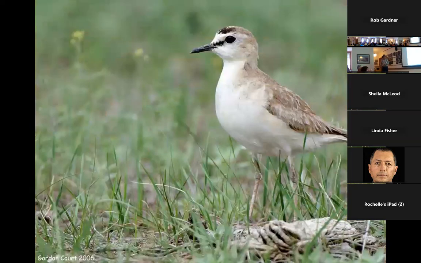Next. It's a mountain plover. She's standing on a dry buffalo paddy. They're a very endangered species in Canada.